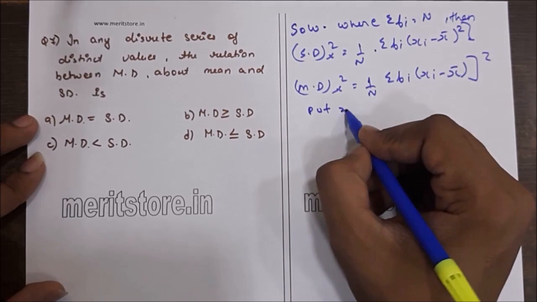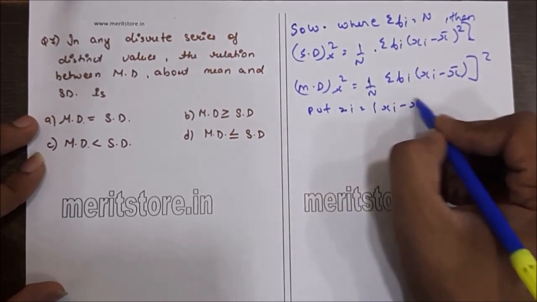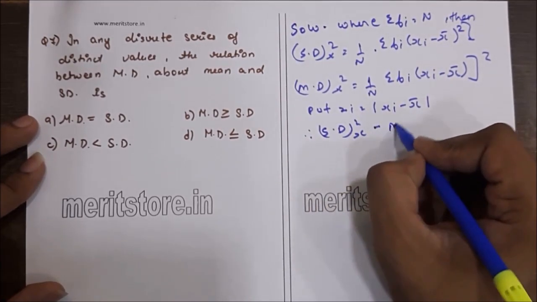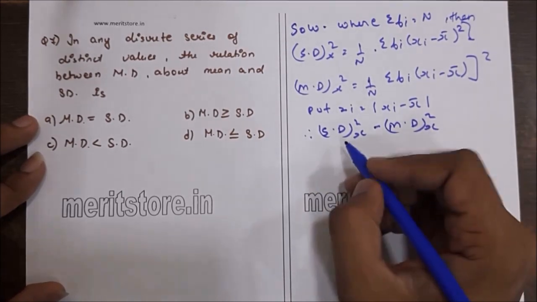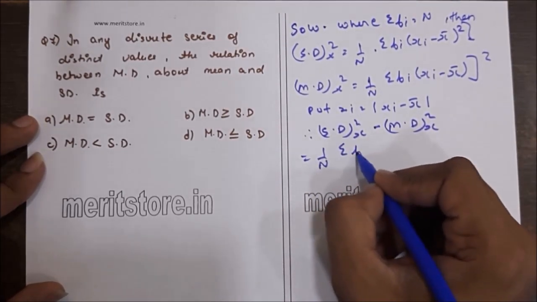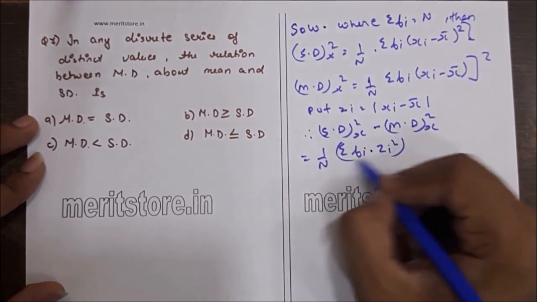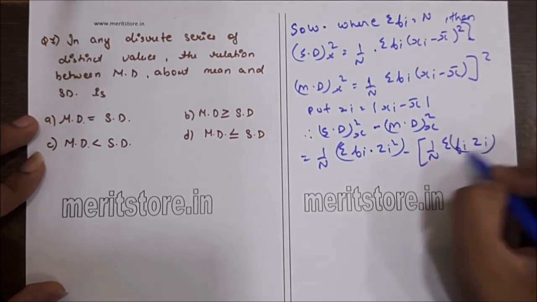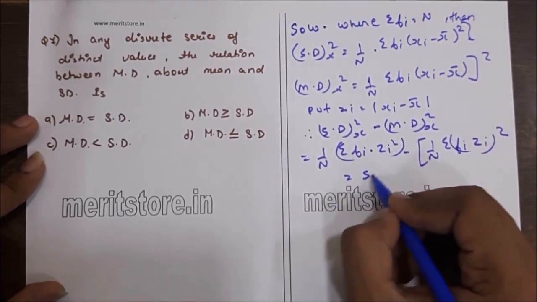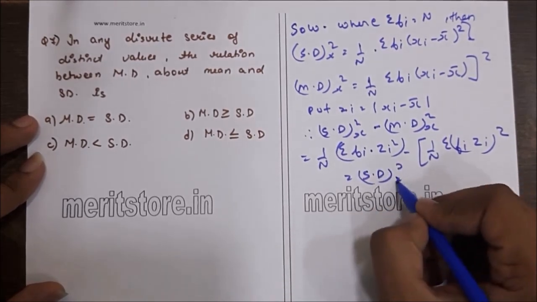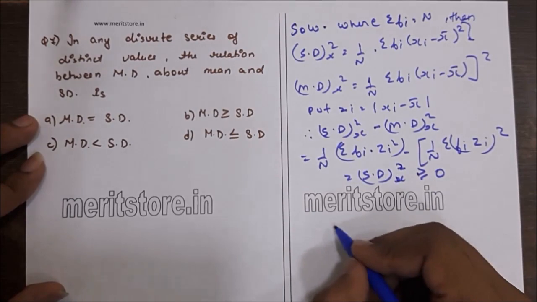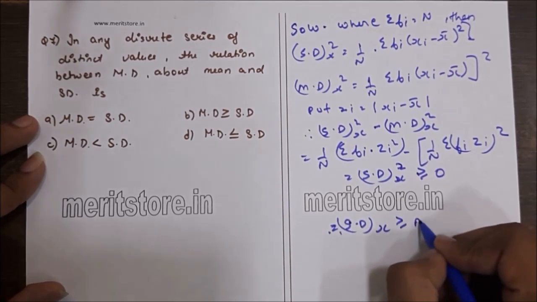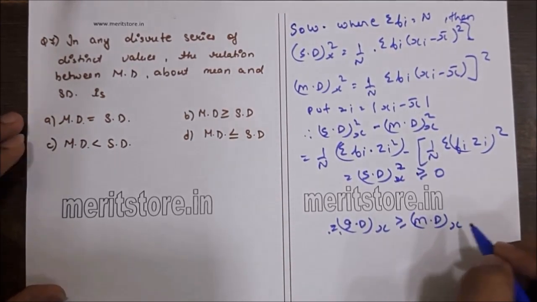Put Zi is equal to xi minus x bar. Therefore SD square x minus MD square x is equal to 1 upon n summation Fi Zi square minus 1 upon n summation Fi Zi the whole square, which is equal to SD square x, which is greater than or equal to 0. Therefore SD of x is greater than or equal to MD of x. Therefore option D is correct.